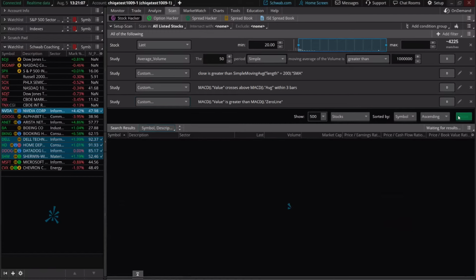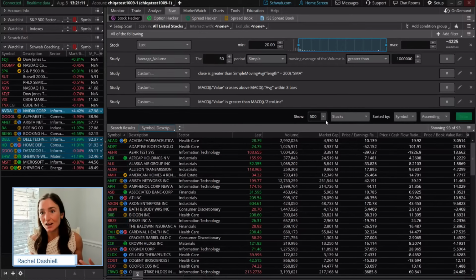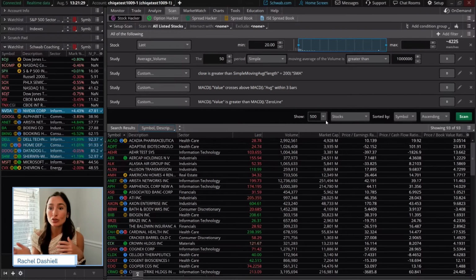So we're going to hit scan, and that's going to give us our list. That gives us less than 100 stocks, so that is still a pretty manageable list here. You can filter it down further if you want to add in fundamental criteria or put in an IV percentile. Let's say you want to do a long directional strategy, you could look for a lower IV percentile. If you want a higher IV percentile for more of the selling strategies to collect more premium, you could put those in as filters.